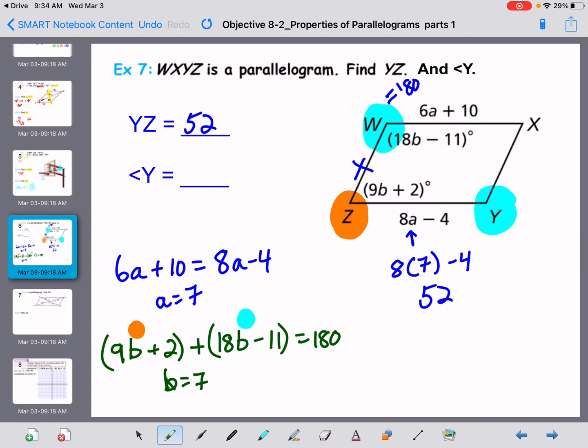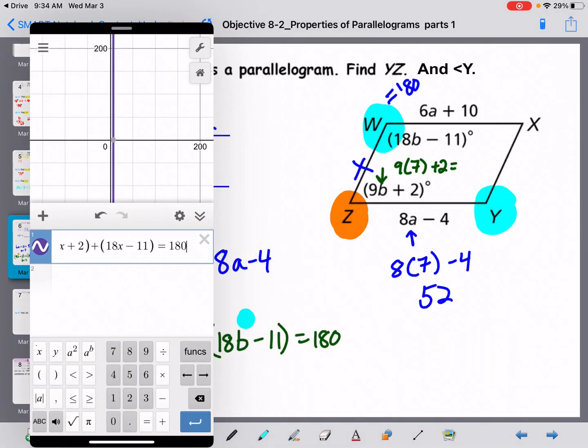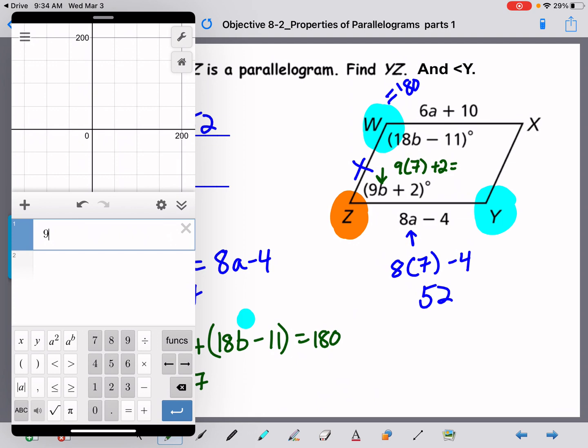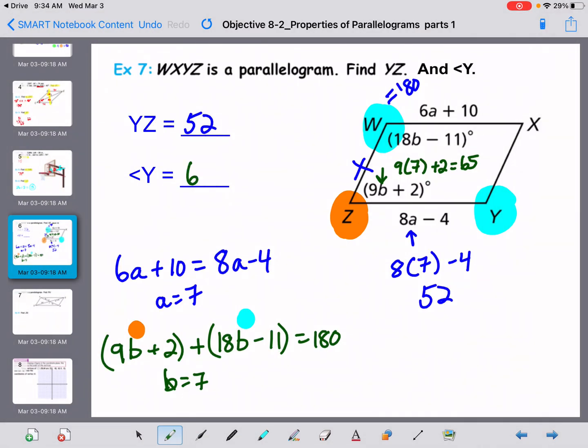And again, B is 7 is not my answer. That just tells me that right there, I'm going to say 9 times 7 plus 2. I don't want to mess this up. I've come too far in the problem to make a stupid mistake. 65. All right, so that is 65 degrees. So I have to figure out how I can use the information that I'm given to solve the problem that I'm looking for. It's super important that I read the question and make sure that I answer it correctly.